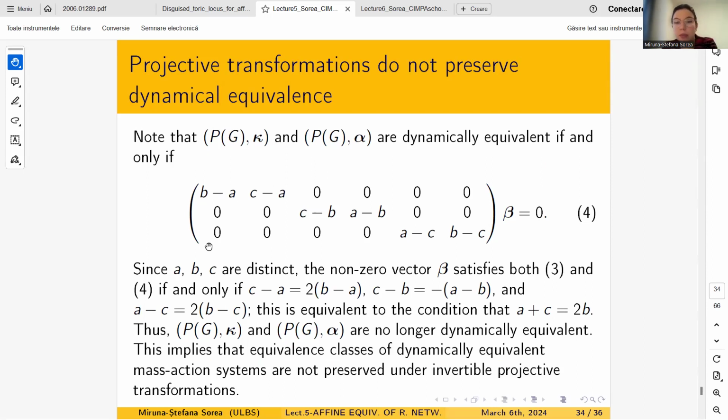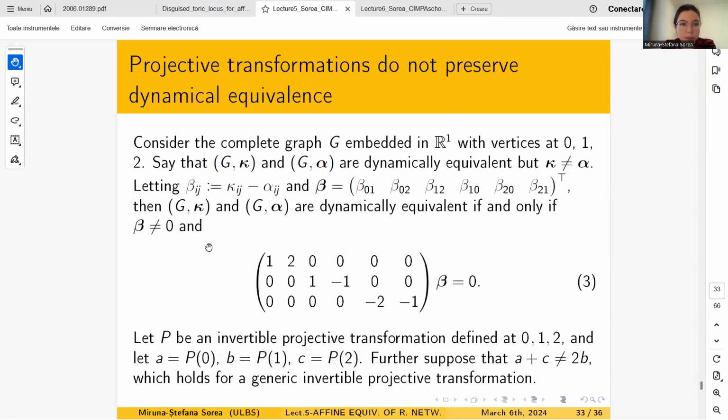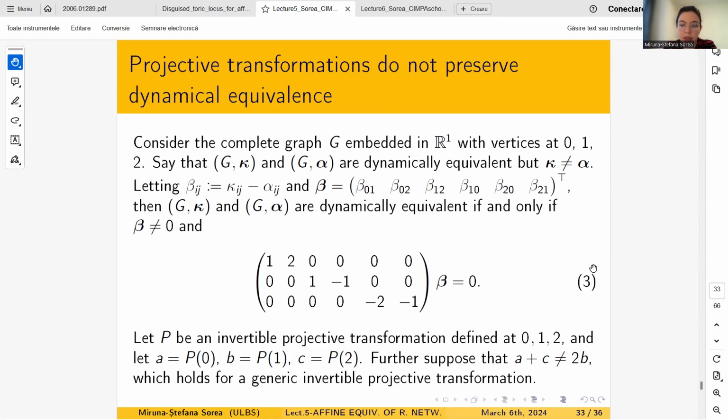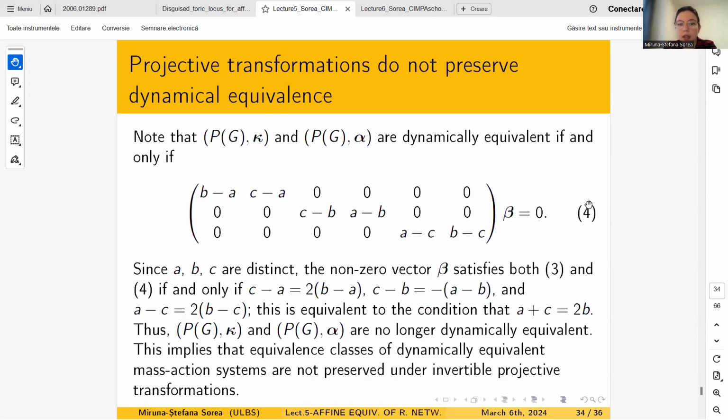Beta, of course, we considered non-zero. A, B, and C we consider distinct. We have an invertible projective transformation. So the non-zero vector beta satisfies both these relations 3 and 4 if and only if we have some algebraic constraints on A, B, and C. These are the algebraic constraints. We have 3 of them, and equivalently, we can conclude that they give us precisely A plus C equals B.